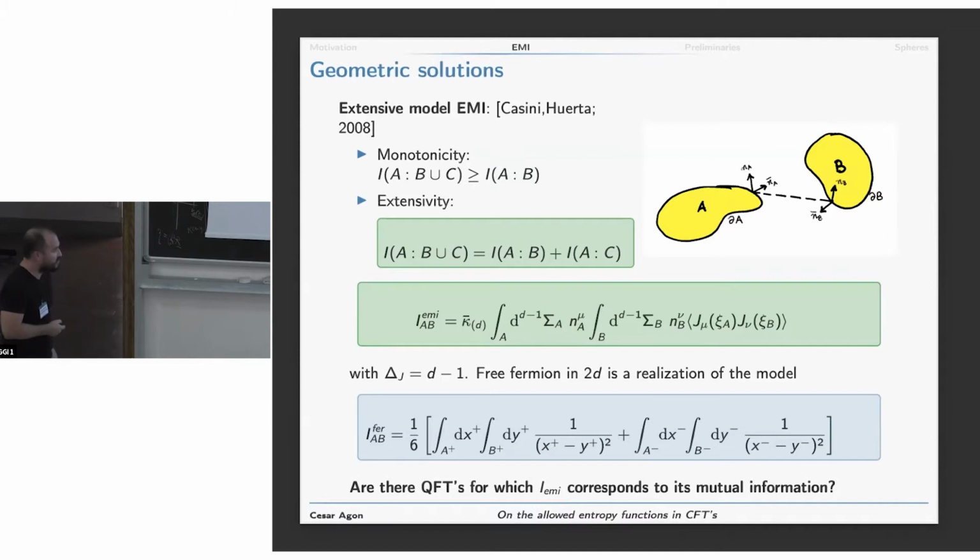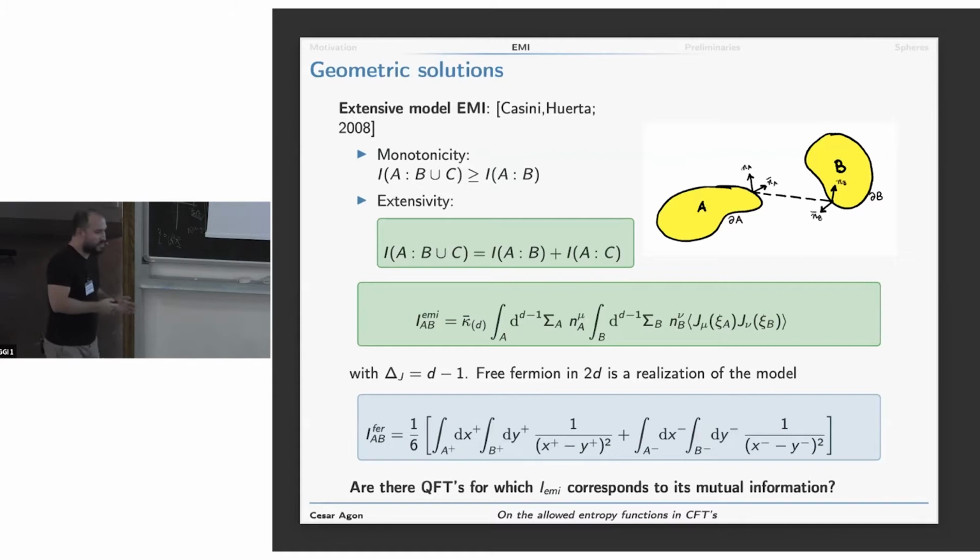You can see immediately the extensivity of that. I mean, this is more or less straightforward to go from here to here. But then this fixes, and of course, all the properties that I have mentioned, doesn't fix the normalization of this quantity. So there is a free parameter here, but if you want to relate it to the free fermion, then it will just fix completely this parameter and the solution is completely fixed.